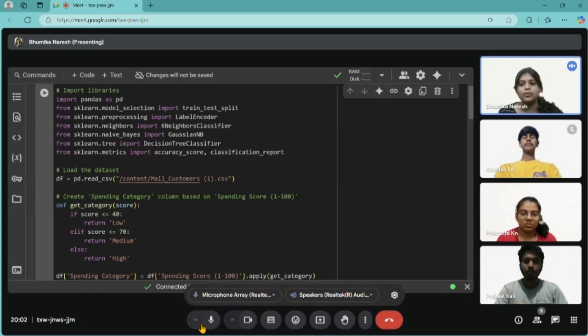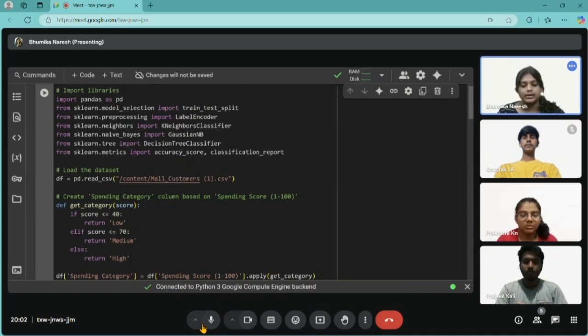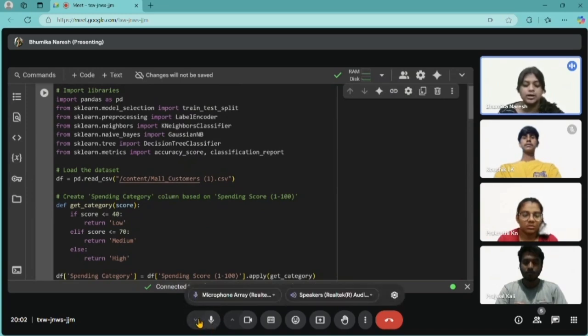Model implementation, how each model works. KNN, that is K nearest neighbors. It classifies a new customer by looking at the closest existing customers, its neighbors. If K is equal to 5, the model checks the 5 nearest neighbors based on Euclidean distance. Whichever category, low, medium, or high, is the most common among these 5 becomes the predicted class. Pros: simple and effective for small datasets. Cons: slow for larger datasets, sensitive to irrelevant features or noisy data.